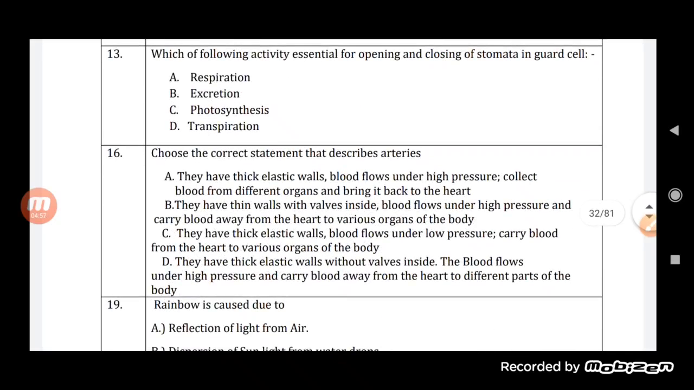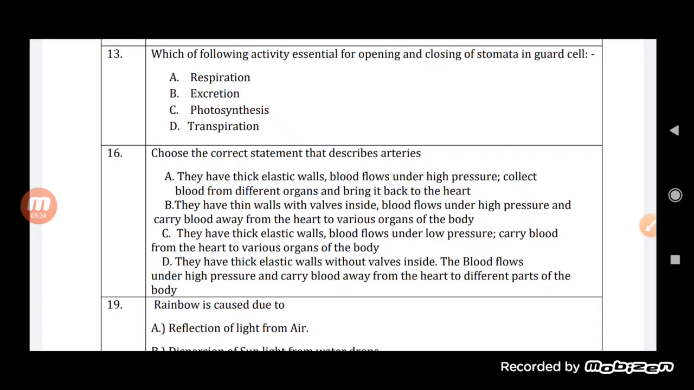Now see here, the next one is: which of the following activities is essential for opening and closing of stomata in guard cells? So which activity is going to open and close the stomata? Respiration, excretion, photosynthesis and transpiration. So out of the given four, respiration, excretion, photosynthesis and transpiration are there.